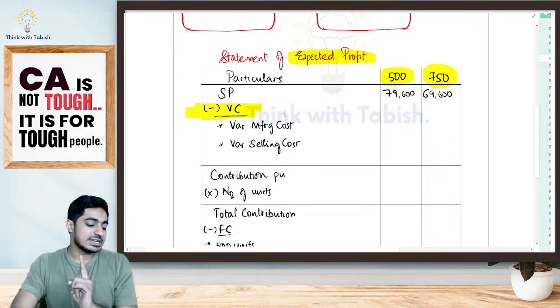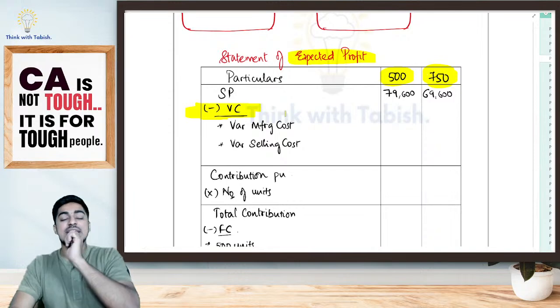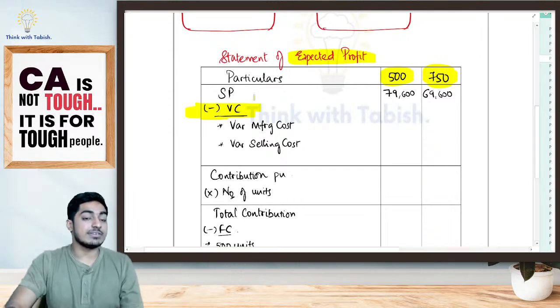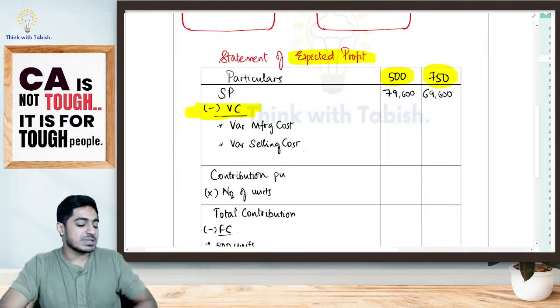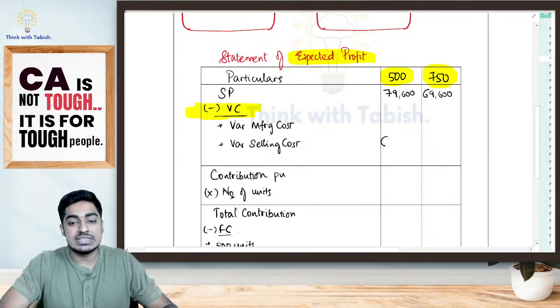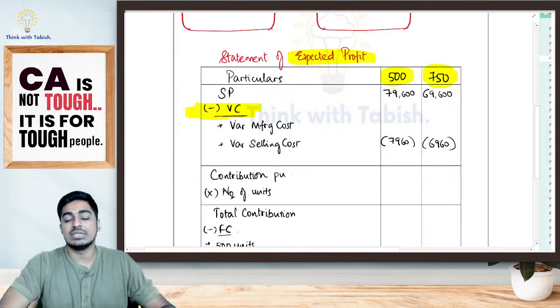Yes, what is the question telling? The question is giving you the variable selling cost. What is the variable selling cost, students? It is 10% of selling price. So if my selling price is 79,600, 10% of that is 7,960. For 69,600, it is again going to be 6,960.